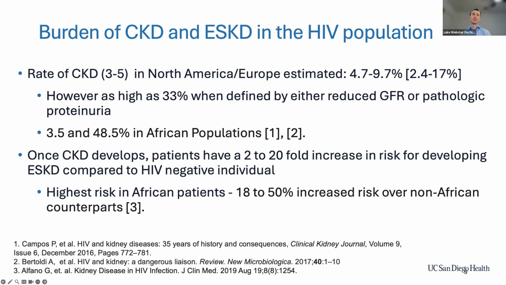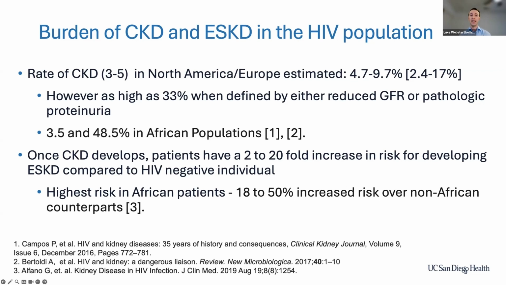If we're looking at the rates of chronic kidney disease stage 3 to stage 5 in North America and Europe, the studies will estimate that anywhere from 4.5% to 10% based on one study, or anywhere from 2.5% to 17% of patients with HIV have chronic kidney disease. There are some studies that try to specifically look and include urine proteinuria, and they found that if you use that factor, up to maybe 30% of patients could meet the criteria of CKD.